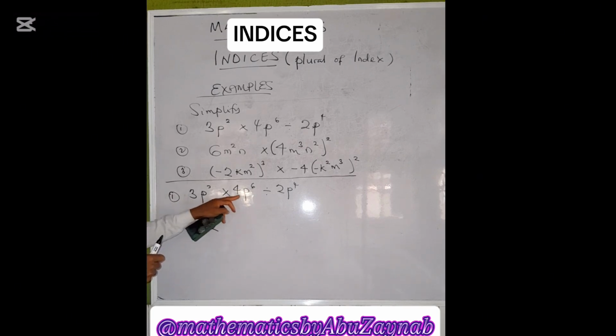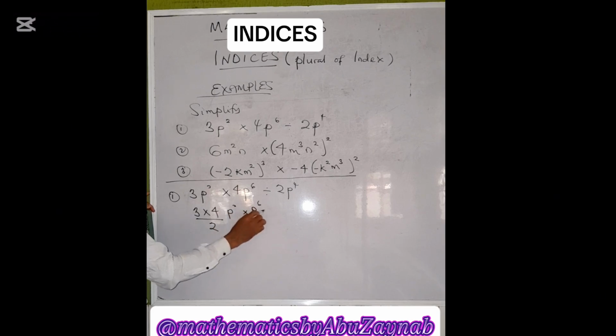3 times 4, then divided by 2. Then the letters, we have p squared times p^6 divided by p^4. First the coefficients, then the letters. So 3 times 4 is 12, over 2 is 6.